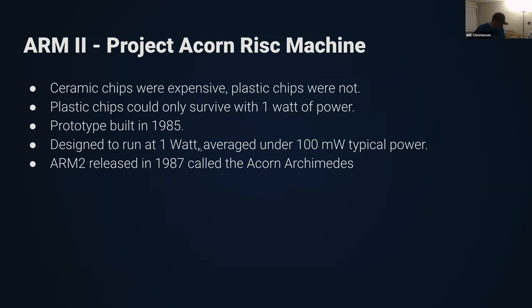So a prototype was built in 1985, and what was funny is that in the prototype, when they went to hook it up, they screwed up a lead or something like that, but the processor itself was running on like 100 millivolts, and they were surprised because they're like, oh, this is running weird. We don't know how or why, but in the end, what they discovered is it was running on leakage current from the probe at about 100 milliwatts. Which for a low power design was unheard of at that time.